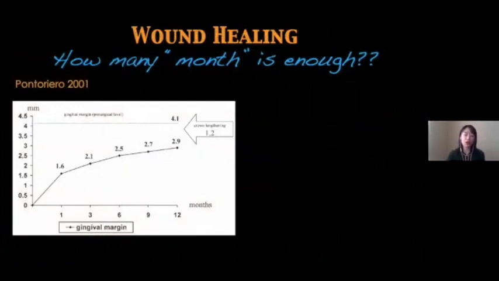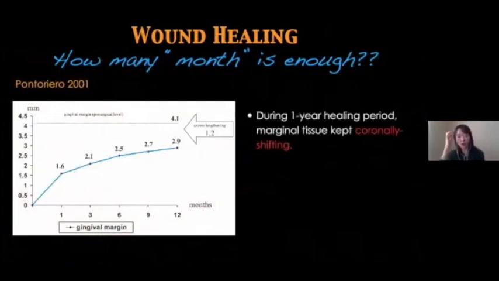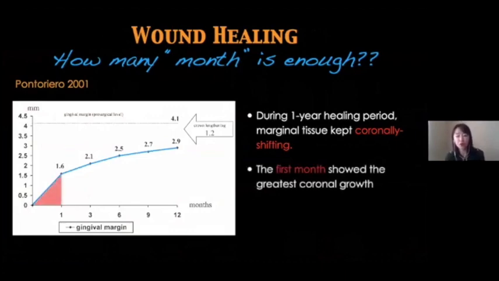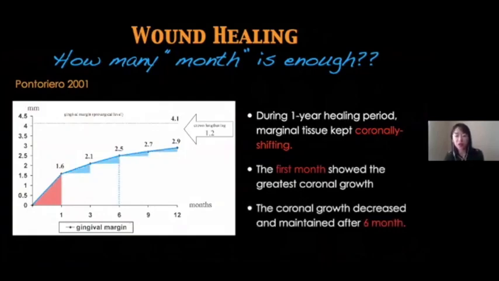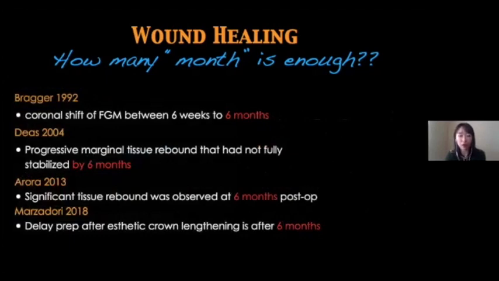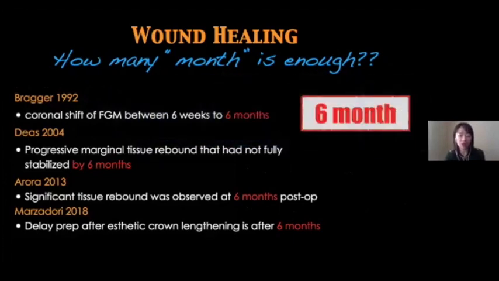In this article, the authors found that during the 1 year healing period, the marginal tissue kept shifting coronally. The first month showed the greatest coronal growth, and the coronal growth decreased and was maintained after 6 months. So as you can see, many authors suggest you better wait long enough for the tissue to stabilize and not do the restoration too early. All those authors are suggesting that 6 months is the minimum healing period after crown lengthening.